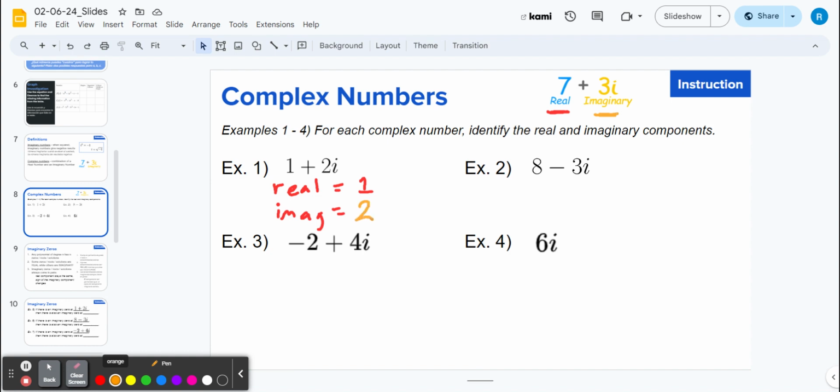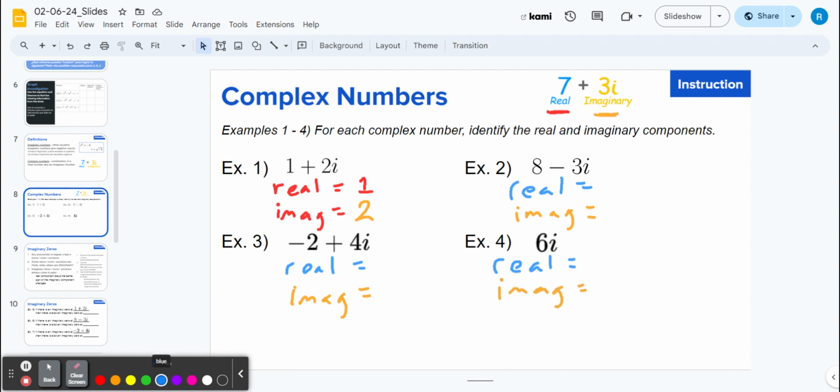If we move on, I'll start color coding these. I should have done that in the first one. We'll have a real component in example 2, a real component in example 3, and a real component in example 4. You should be able to try and find all of those. And then we also have imaginary components in all 3 of those as well. So for example 2, the real component is 8, and that imaginary component is negative 3.